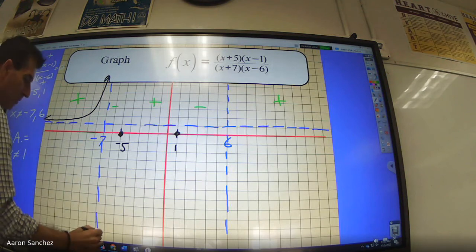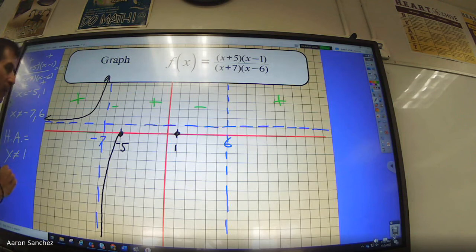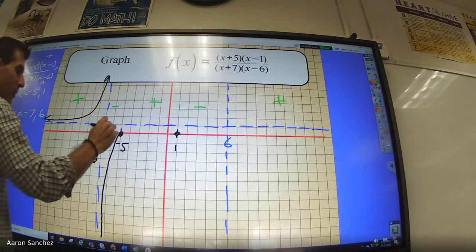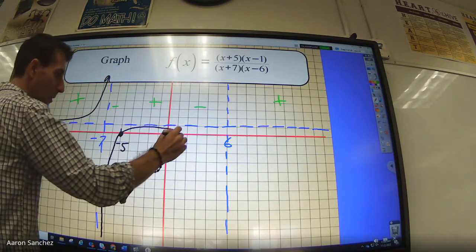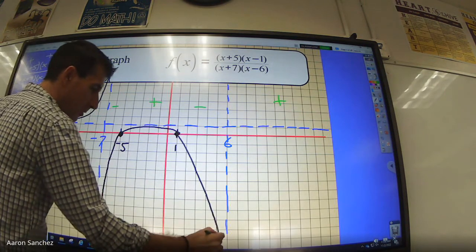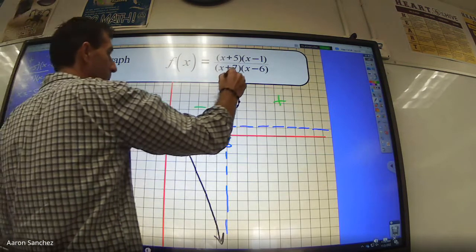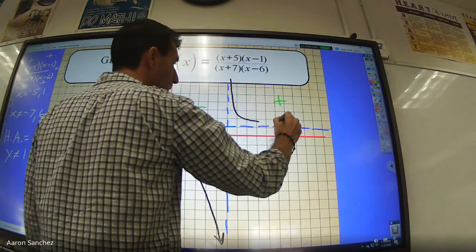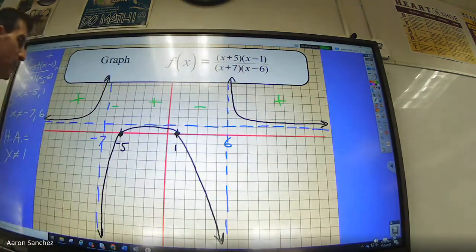I got a negative. Got to hit my 0. Now, how far should I go? I see that asymptote there. Should I cross it or not? No. Let's not cross it and hit the 0 here. Boom. Then I got a negative. Hug it as close as you can. COVID hug. And then we got a positive. And that's all you've got to do.